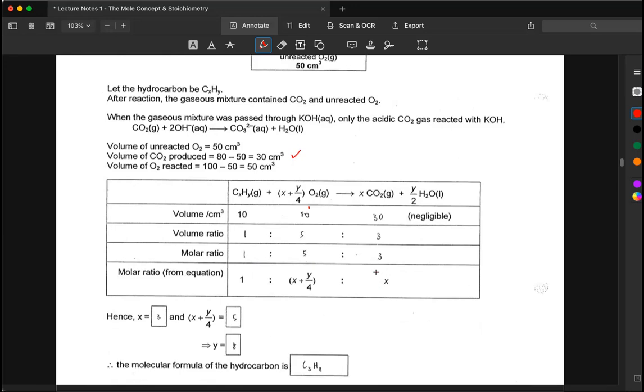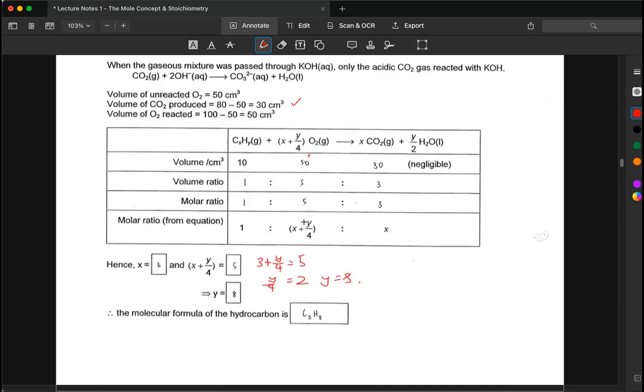So what you do is just use algebra to equate 3 equal to x. And then you substitute x equal to 3 into this equation. 3 plus y over 4 equals 5. Then you have y over 4 equals 2. y equals 8. Okay. Just use this formula, it will solve a lot of problems quickly. All right.